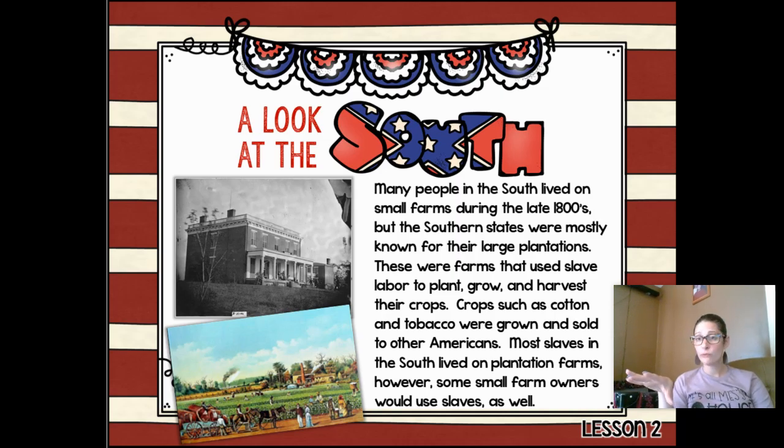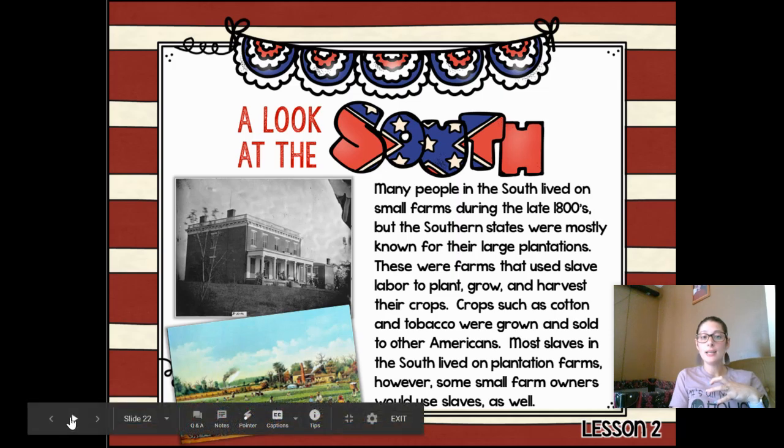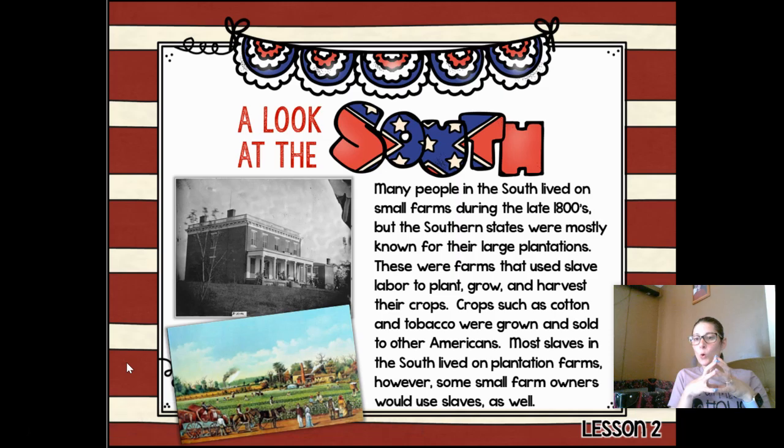Most people owned very small farms and owned one or two slaves, and that was it, okay? But the plantations used a lot of slaves because they typically had a lot more land and grew a lot more crops. So they needed more help on their land and they didn't want to pay for it, okay? Most slaves in the South lived on plantation farms. However, some small farm owners would use them.